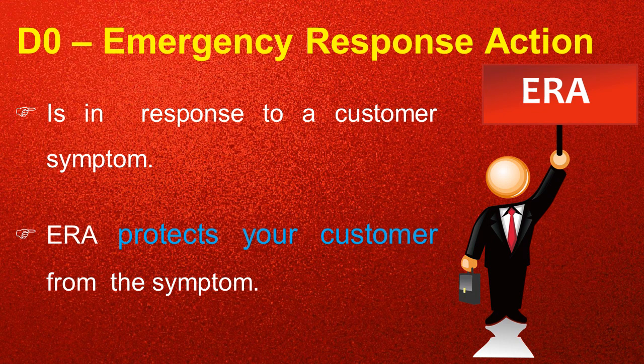Here the important point to consider is that any action taken as an emergency response action should be properly verified and validated before implementation. The ERA should not introduce any secondary concern. So in D0, the main activities that you need to do are: define and quantify the symptom; second, identify the customer and other affected parties; and third, most important, protect the customer.